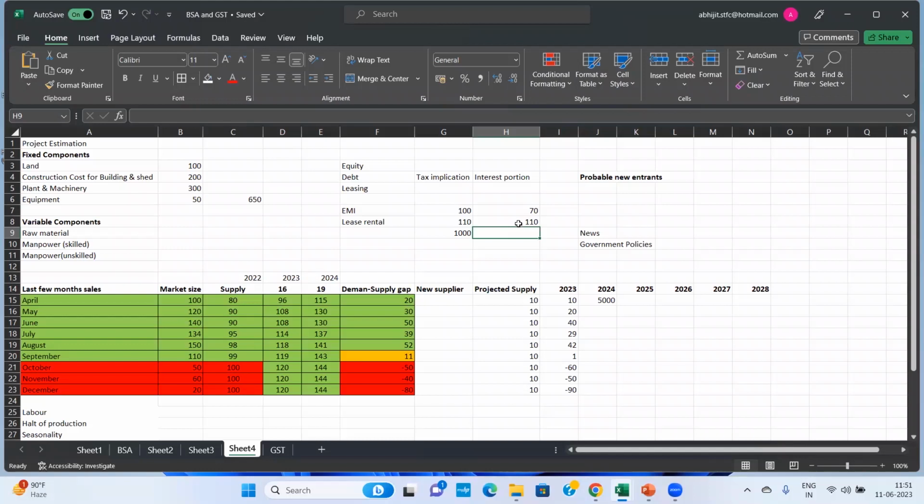I am talking about saving tax. But where is the 110 which rental you are paying? Entire 110 you are debiting from the PL account. See, your entire net profit is coming down. Taxable income is coming down. You understood, Bharat?